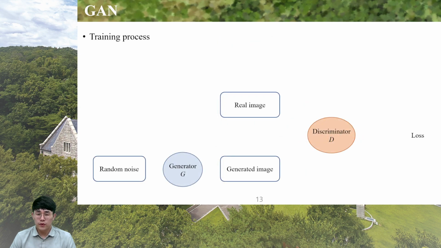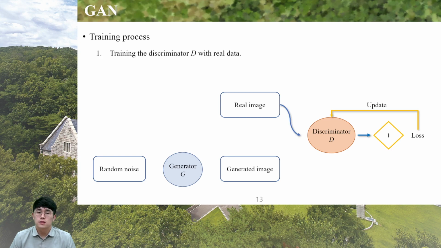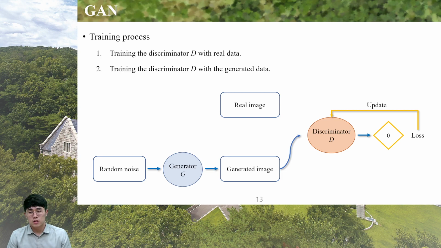If we divide the algorithm, it can be divided into 3 stages. The first step is to train by entering the actual data into the discriminator. The result must be derived as 1, otherwise the discriminator will be updated by the loss. In step 2, the discriminator is trained through fake images generated by the generator. The result must be 0, and the loss that occurred is used only for the discriminator update.